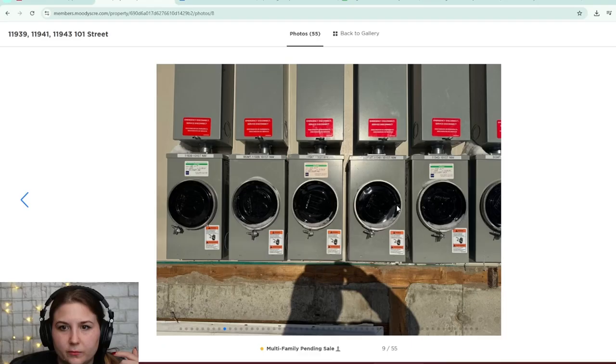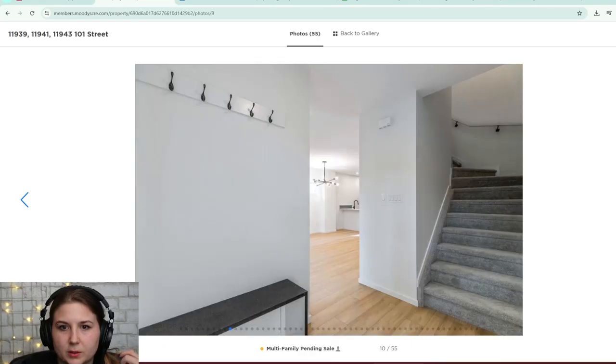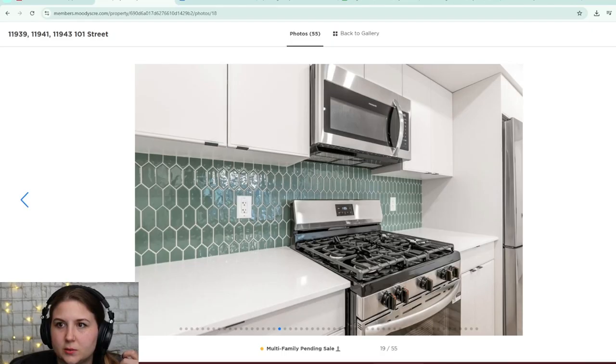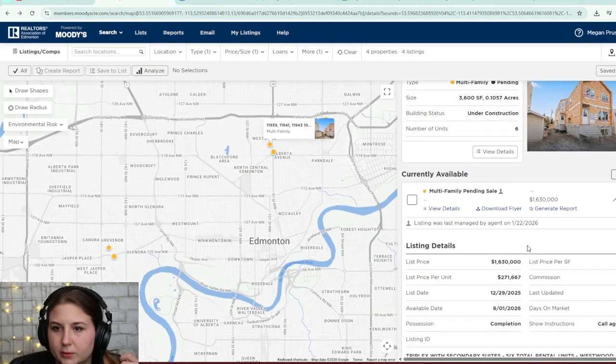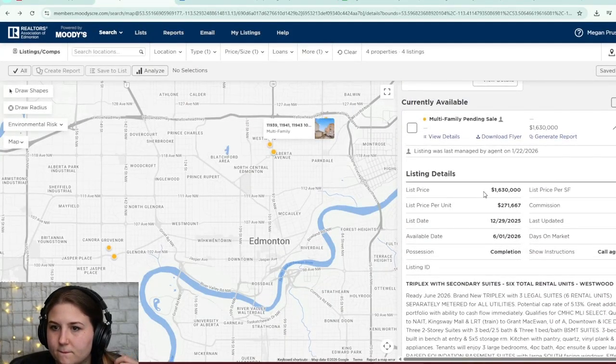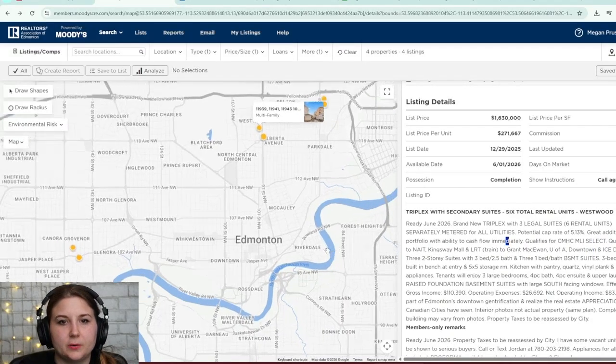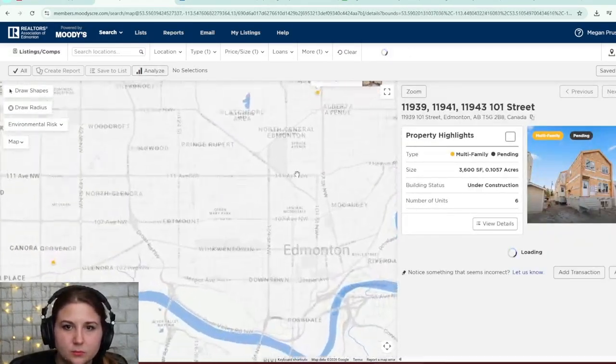1, 2, 3, 4, 5, 6. What is this? Is this a 6 unit? Probably should have read this. Triplex. Yeah, so this is a 6 unit. My guys are looking for 8 units, but you know what? We'll look at this one too.